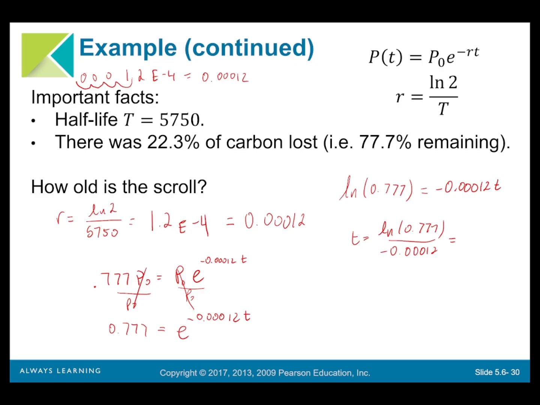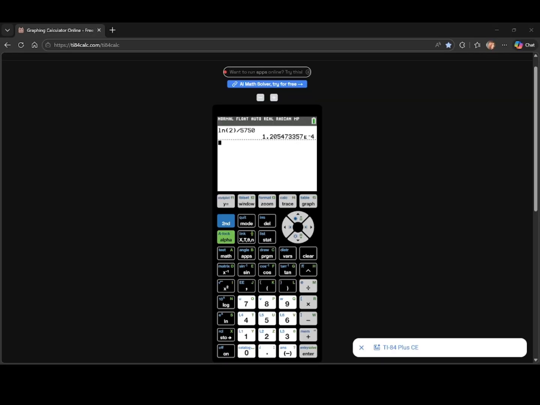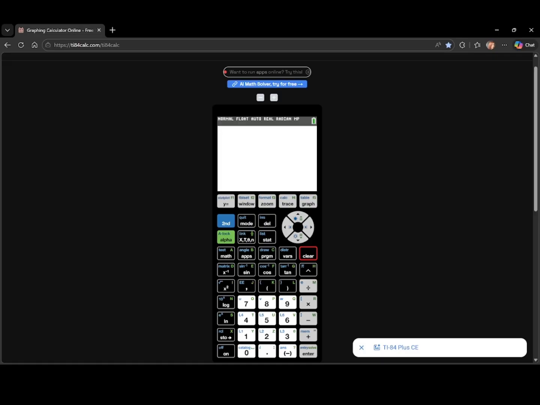We go to our calculator, there it is, and we type in ln 0.777 divided by negative 0.00012, enter, and we get 2102.6.